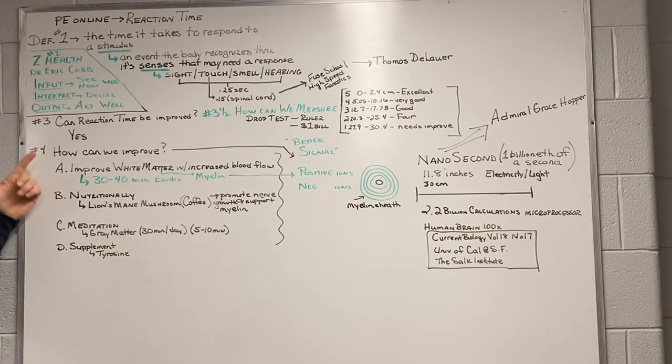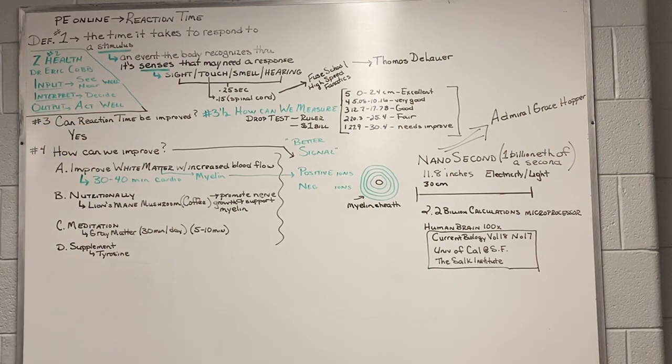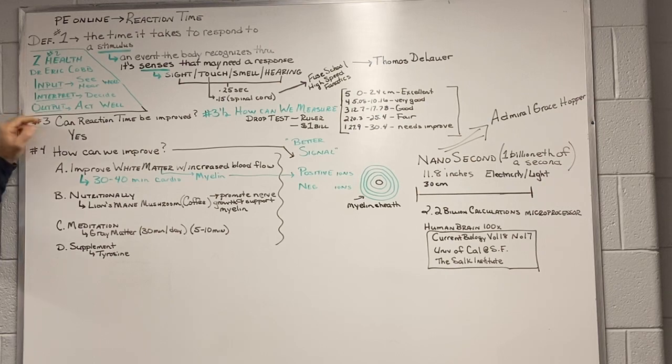Okay? Now, going back to someone that I've referenced, question number 1 is, what is the definition? Question number 2, what is Dr. Eric Cobb at Z Health, another YouTube channel that I've referenced quite a bit, constantly saying that we need to improve upon? 3 things: input, interpretation, and output. With input, we can see and hear well. With interpretation, we can decide well. And with output, we can act well.